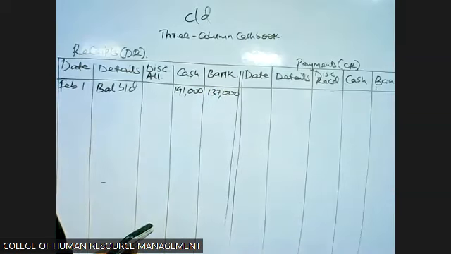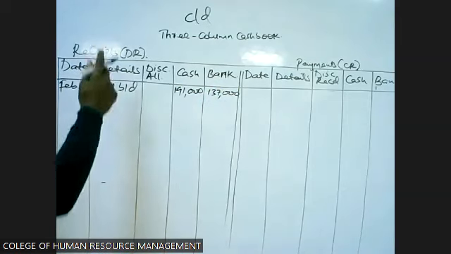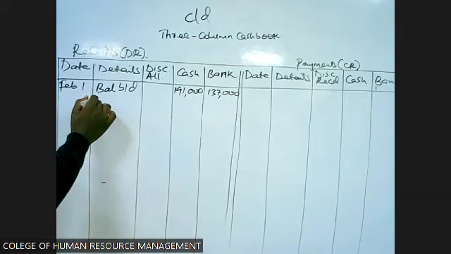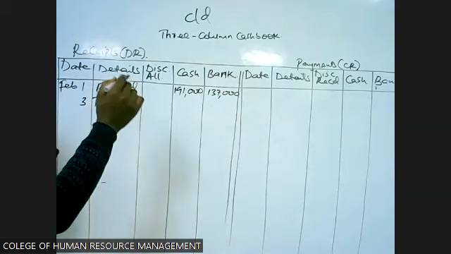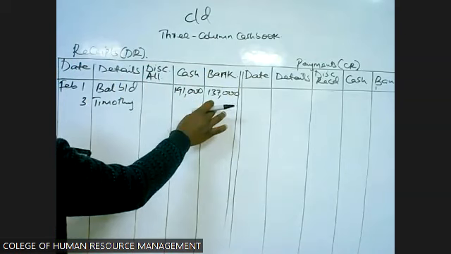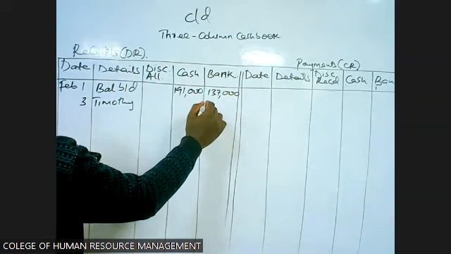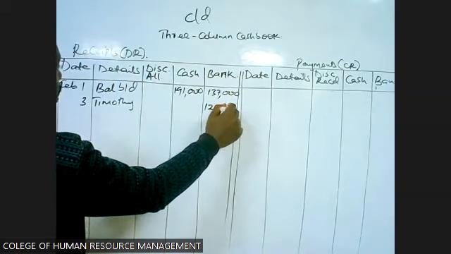Then you are told the following transactions took place during the month of February 2021. February 3rd, received a check of 120,000 from Timothy. We received, so it is a receipt. So you record it here. From who? Timothy. From Timothy, it was a check, so it goes to the bank. 120,000.